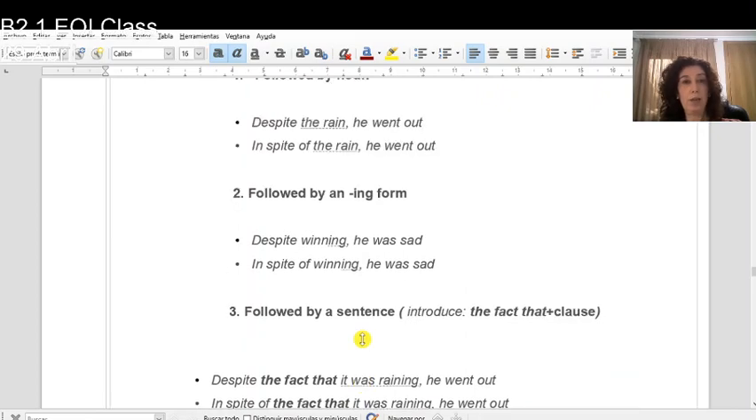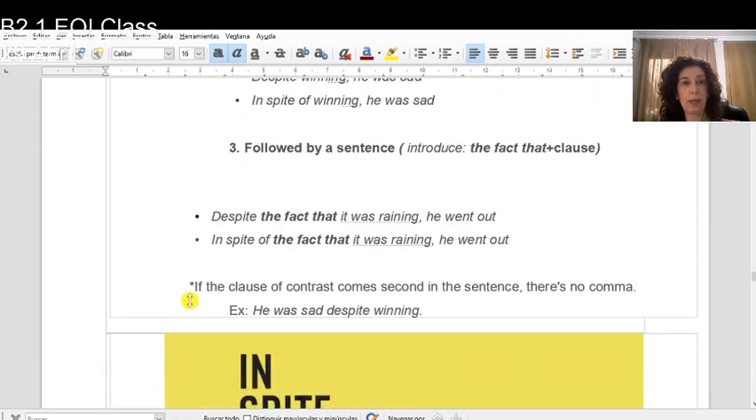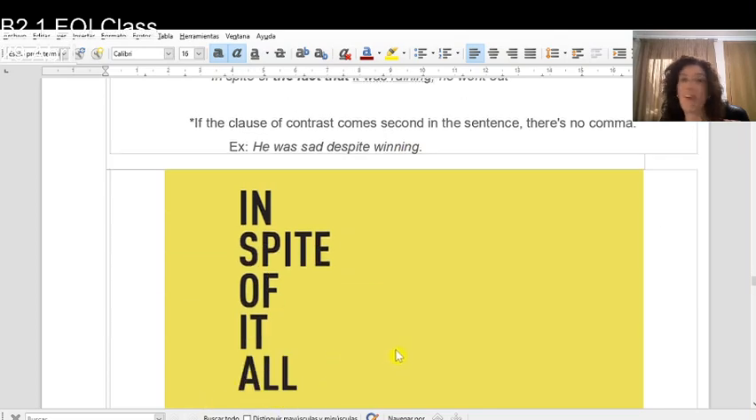Then, very easy, followed by a noun, by a gerund, or by a sentence, by a clause. But, using the fact that, el hecho que. But if the clause of contrast comes second in the sentence, there's no comma, como siempre. Si cambiamos, he was sad, despite winning, no hay comma. Clear? In spite of it all, a pesar de todo, let's go on.